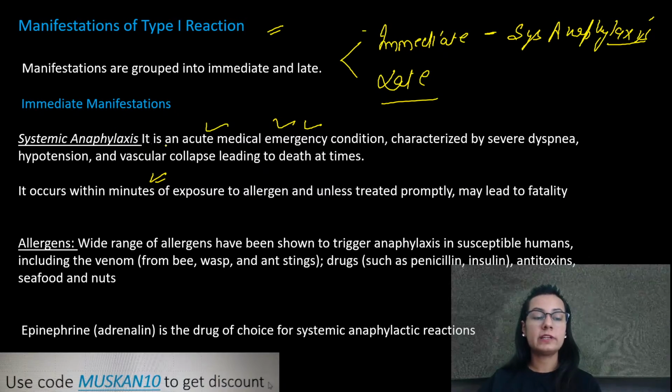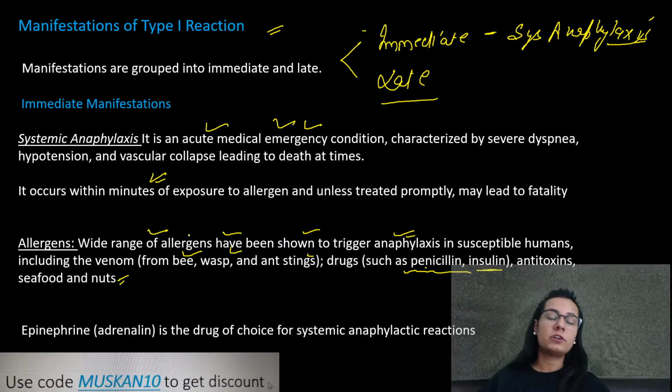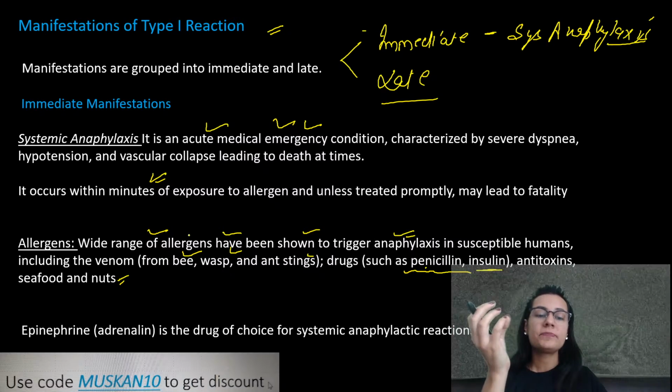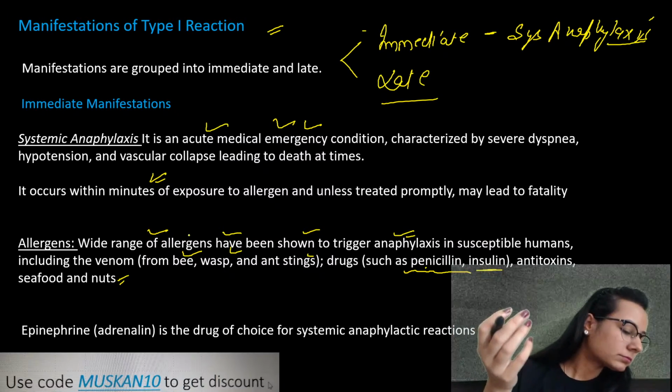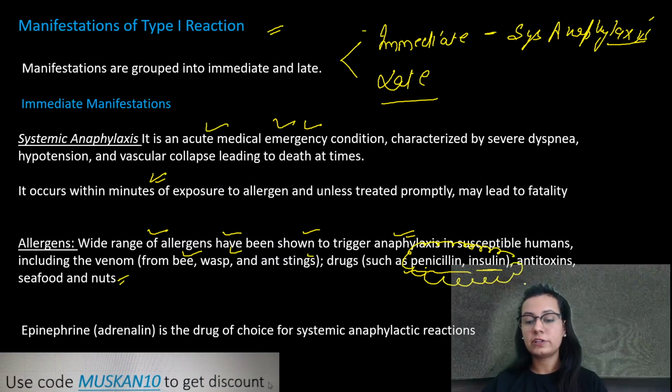So immediate is the systemic anaphylaxis, and a wide range of allergens have been shown to trigger anaphylaxis, including the venom, wasp and bee stings that we saw, and the drugs that we have to remember: penicillin we already know, and even insulin, seafoods and nuts. Epinephrine, adrenaline, is the drug of choice for anaphylactic reactions. We know this, adrenaline is the drug that is given. And the allergens that can act are the bee, wasp and venom, and in the drugs, penicillin we already know, and insulin.